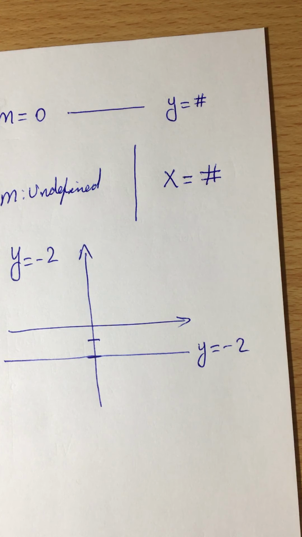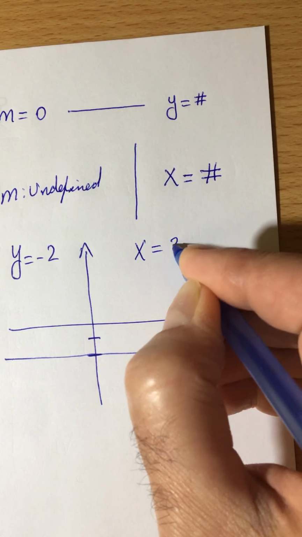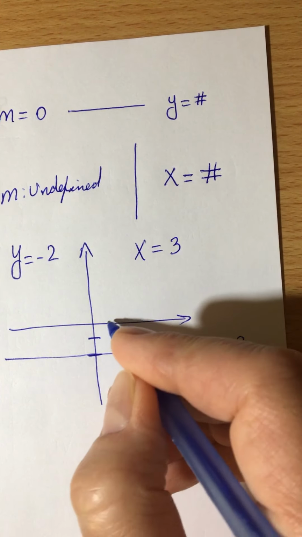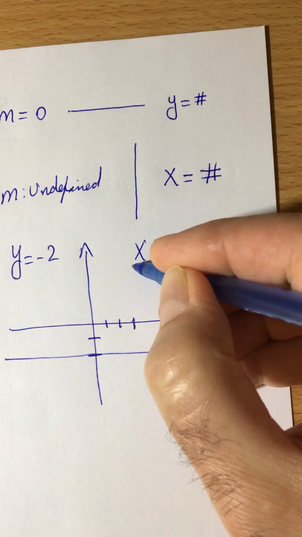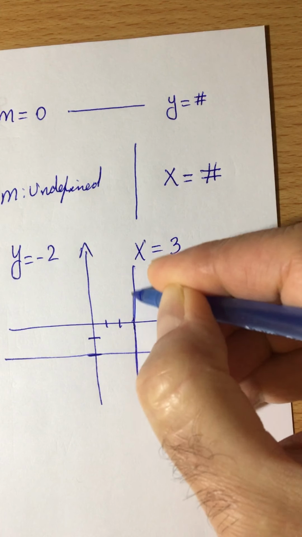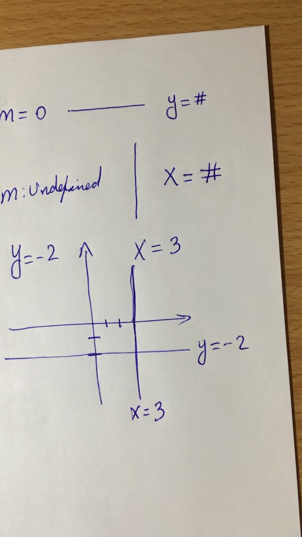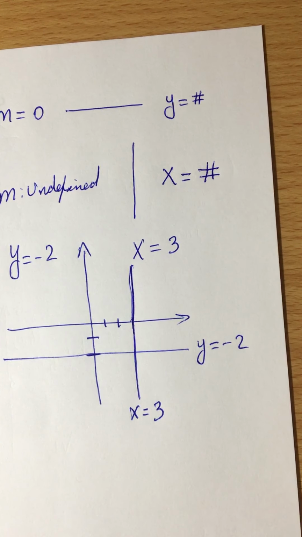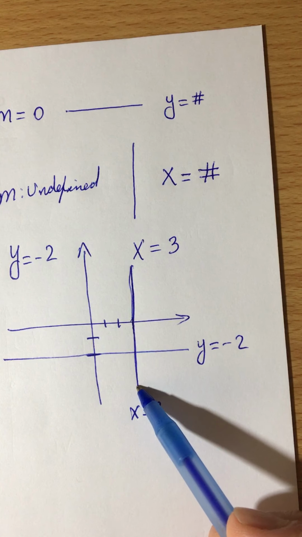The slope is 0. The line is not 0. The slope of that horizontal line is always 0. Let's say I give you x equals 3, and I say graph it. So you go to the x-axis, you locate 3, and you draw a vertical line. And that's the graph of the equation x equals 3. And the slope of this line is always undefined.